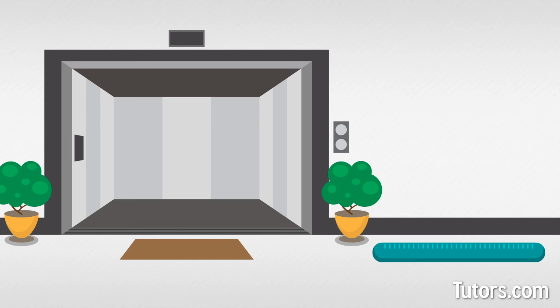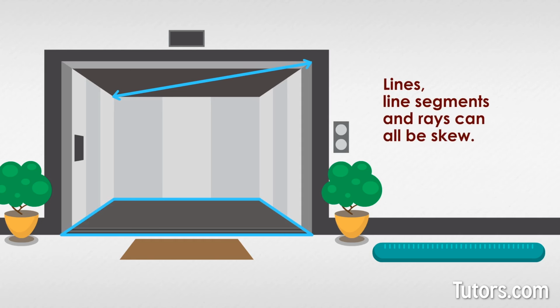Next, we have diagonals. Since skew lines must exist in three-dimensional space, you can include diagonals in your search for skew lines. A line cutting diagonally from one corner of the elevator ceiling to another corner of the same ceiling is skew to the 4 edges of the floor. Lines, line segments, and rays can all be skew.